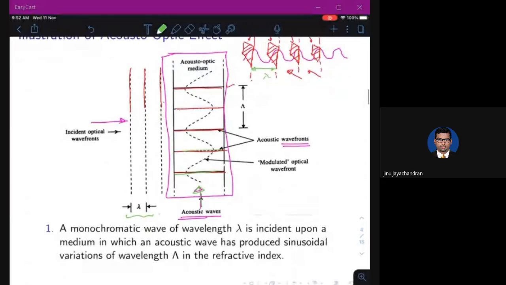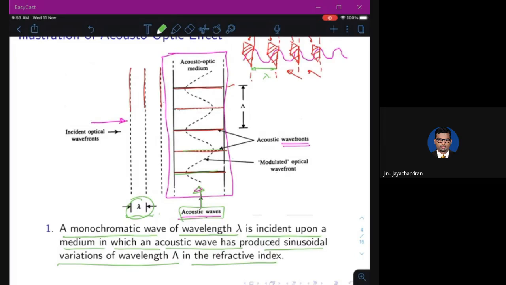And we are going to see how it changes things. Okay. So a monochromatic optical wave of wavelength lambda is incident upon a medium in which an acoustic wave has produced sinusoidal variations of wavelength lambda in the refractive index. So as this acoustic wave is propagating, at some points it will have a maximum, and at some points it will have a minimum. Whenever there is a minimum, you have a minimum refractive index, and wherever there is a maximum, you have a maximum refractive index, because of the propagation of acoustic waves.